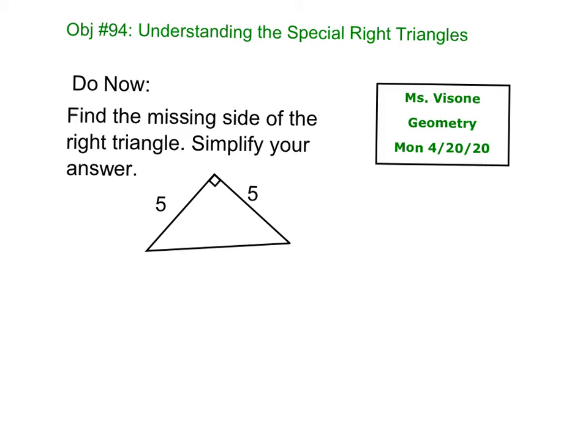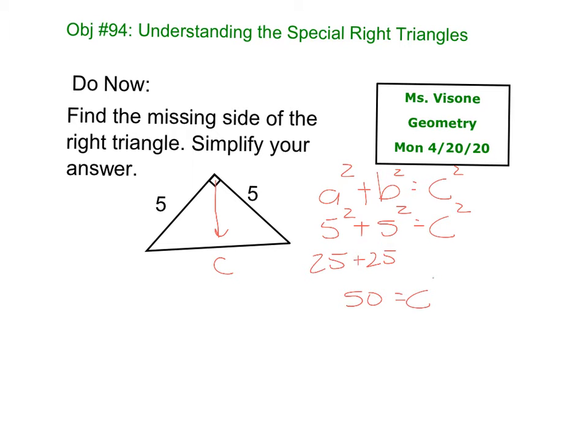triangles. So start by doing the Pythagorean theorem to find the missing side for this triangle. So we are missing our hypotenuse, so C. So we have a squared plus b squared equals c squared. So 5 squared plus 5 squared equals c squared. 25 plus 25 is 50. So then to solve, we take the square root. Now notice I do not want a decimal answer.